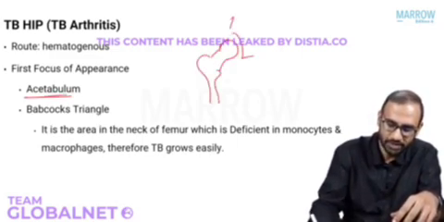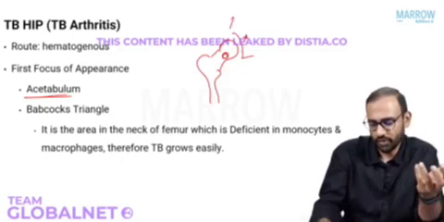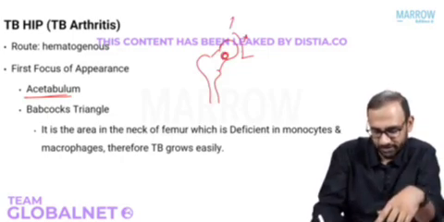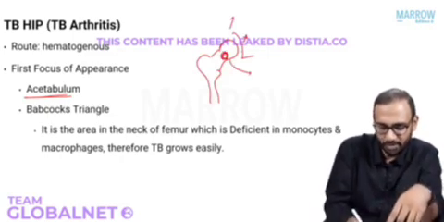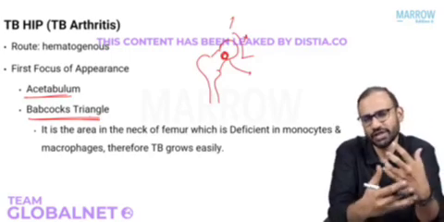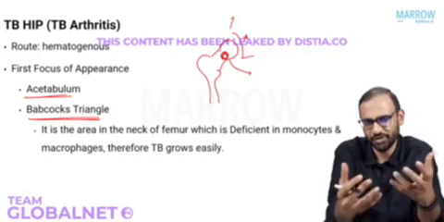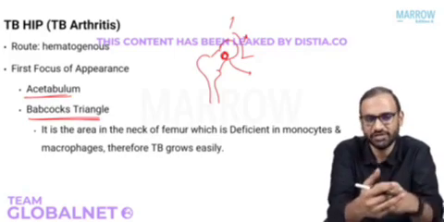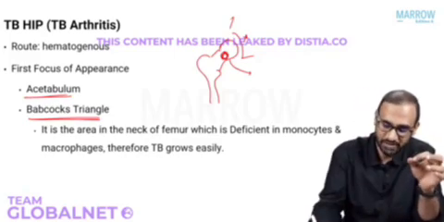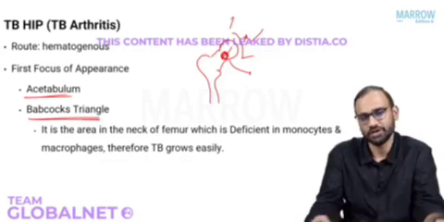It most commonly starts at the hip joint. The other common location is this triangle in the neck of the femur known as Babcock's triangle, and the usual reason here is that because it has fewer defense cells, or monocytes and macrophages, the organism thrives there. But usually it starts in the acetabulum, followed by Babcock's triangle.